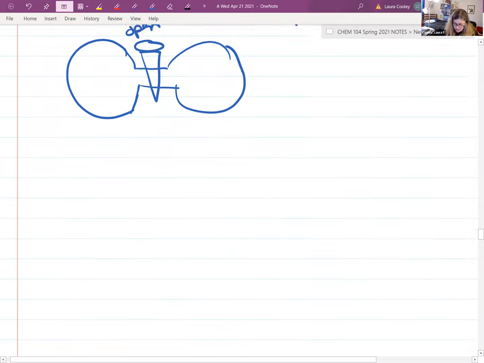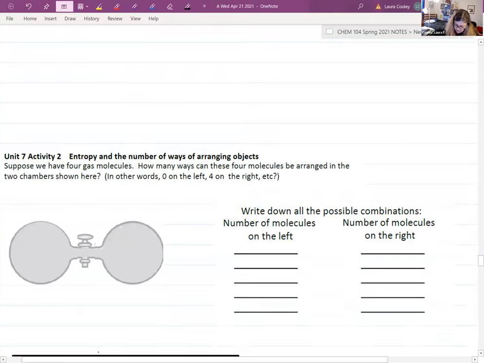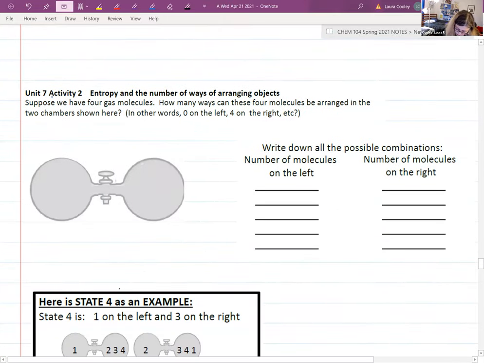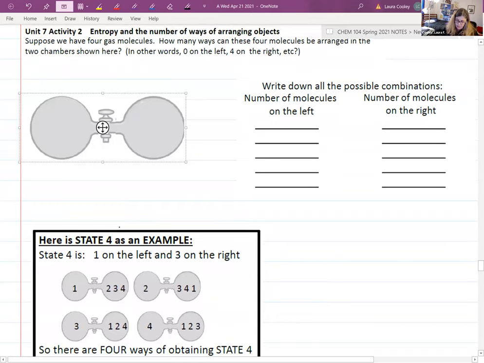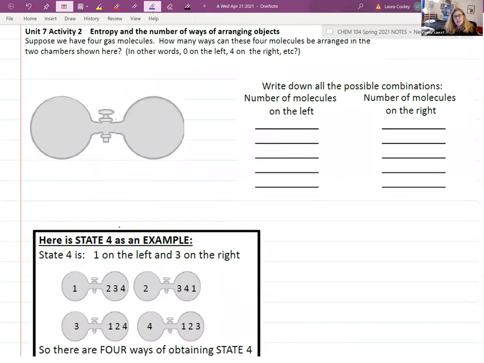So what I'm going to do is, let's see, is it here? Yeah, here it is. So this is activity two. And here's my nice chamber. And so what I'm going to do is start by talking about the different ways there are of arranging molecules in this two-chamber system. So what are all the possible combinations? I could have four molecules on the left, so I would have all four on this side, and that would mean there'd be none on the right, right?